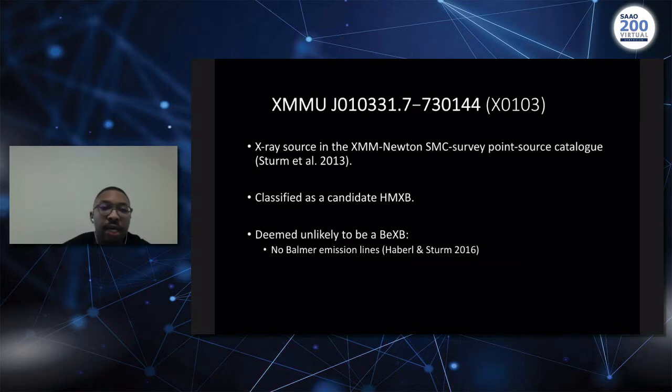So I'll share some results of one of the objects that's in the S-CUBED catalog with that long name over there. I'll just refer to it as X0103. This is a source that appeared in the XMM-Newton SMC survey point source catalog, where it was classified as a candidate high-mass X-ray binary based on its X-ray properties. But it was deemed unlikely to be a Be X-ray binary due to the absence of emission lines in its optical spectra.